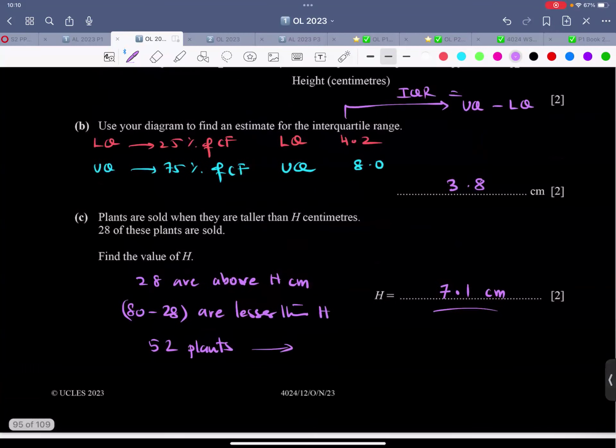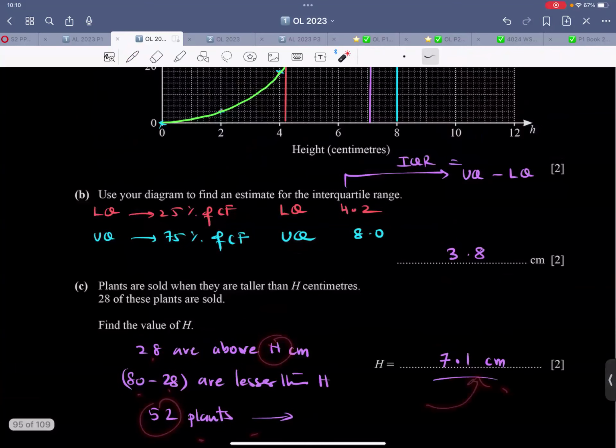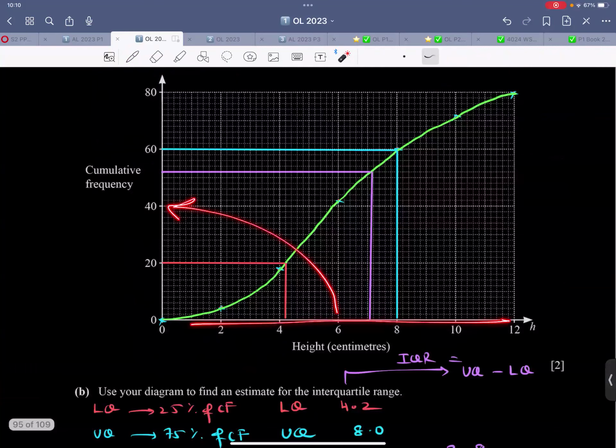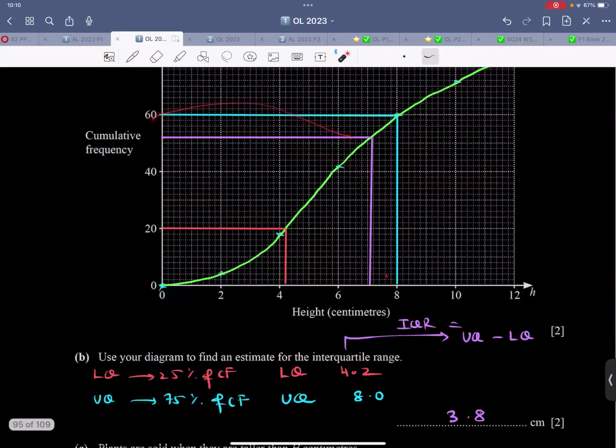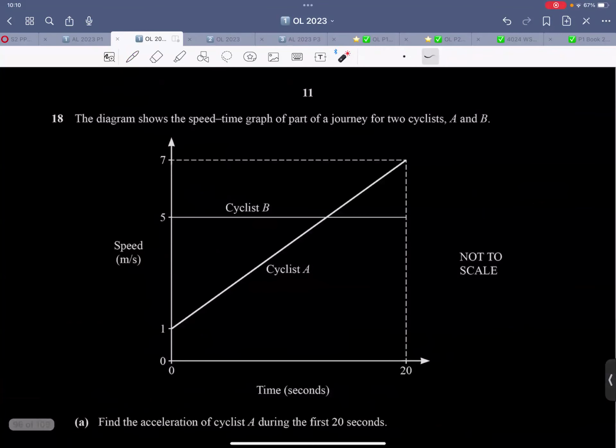Make sure that when we are working with cumulative frequency, the concept is based upon less than. So 28 are above a certain height, therefore 52 are below a certain height. We read off the value. So we can use the centimeters to find cumulative frequency, and we can use cumulative frequency to find the corresponding centimeters in this diagram.